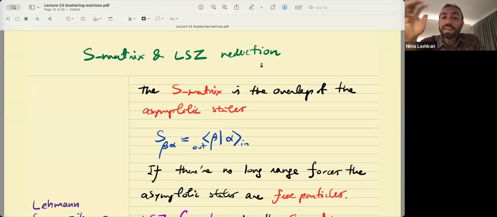Are there any questions about what the LSZ reduction is? So it relates the n plus m point correlation functions to n to m scattering matrices. Are there any questions?